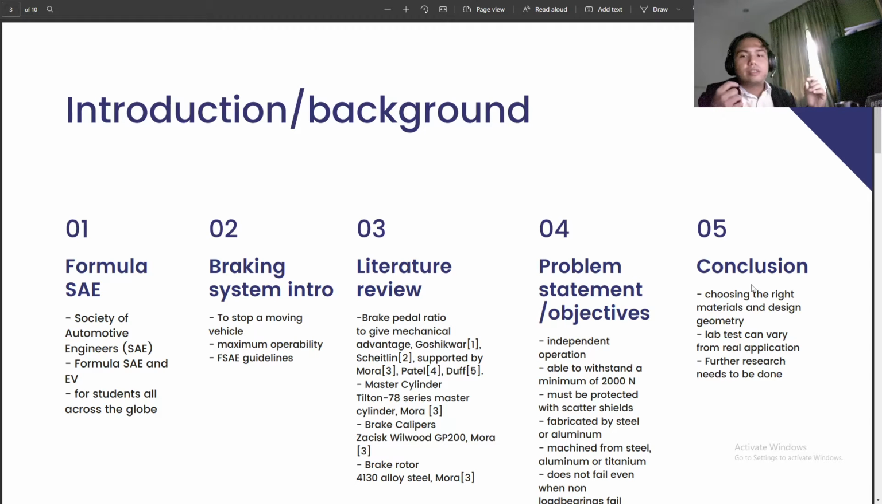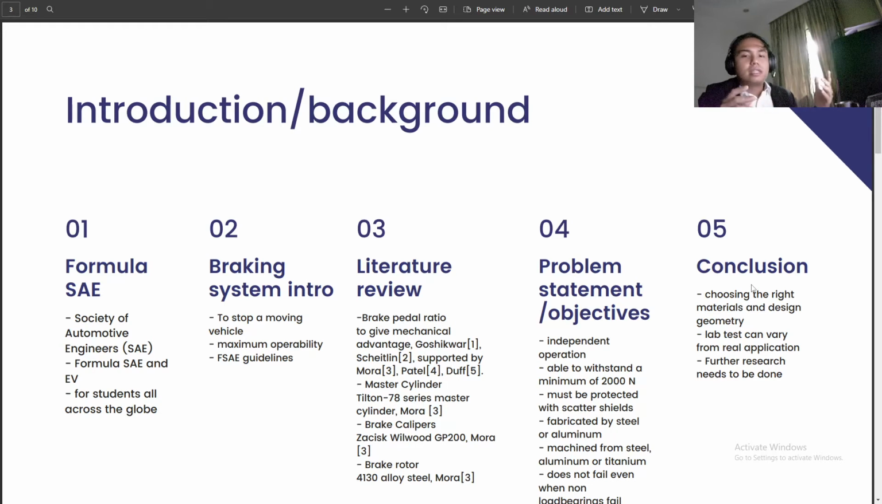In the journal by Mora, the operating maximum pressure for this component may go up to 5,000 psi, which is around 34.47 megapascal, and 1,200 psi, which is around 8.274 megapascal. The normal operating pressure given by the manufacturer states that 1,200 psi should be the normal operating pressure.